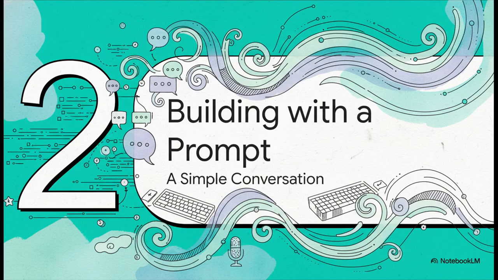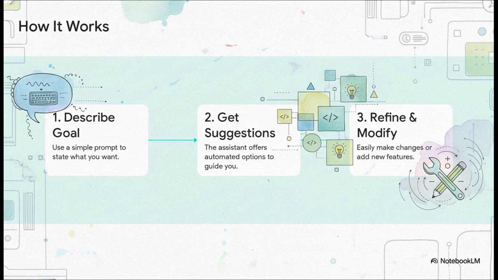All right, that sounds great in theory, but how does it actually work? Like, what do you do? Well, the entire creative engine runs on one simple conversational thing, the prompt. And the process is honestly so straightforward. First, you just describe what you want. You state your goal. Then, the assistant jumps in and offers up some smart suggestions to get you started. And from that point on, it's basically a conversation. It's this back and forth where you're refining things, making changes, adding new features. You're literally sculpting the app in real time.